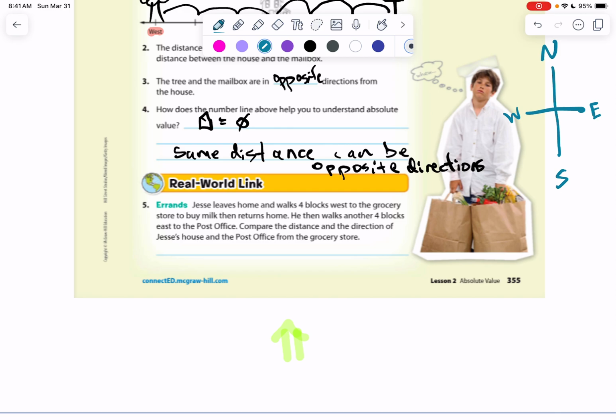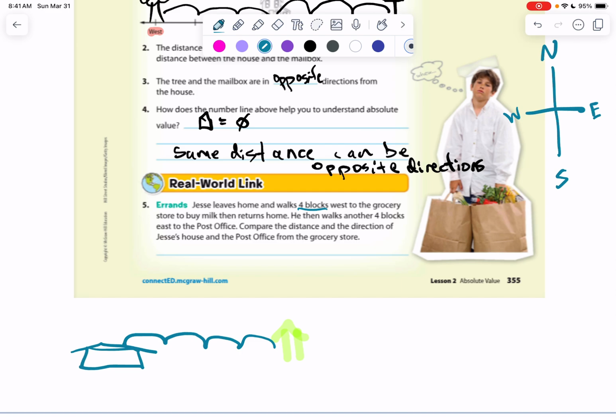Okay, so west is this way, and it says 4 blocks. 1, 2, 3, 4. And what is that? That's the grocery store. Okay, so we'll draw a bigger building, I guess. That's the grocery store. And then he walks another 4 blocks east to the post office.